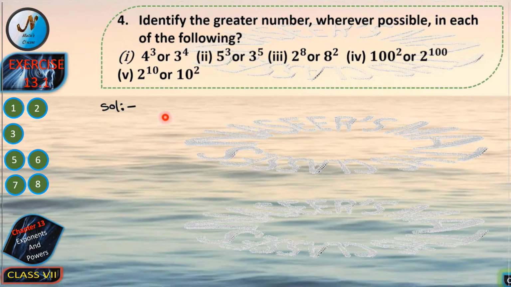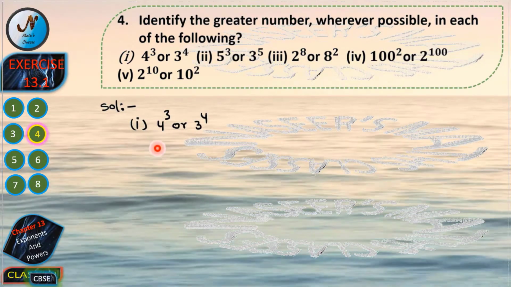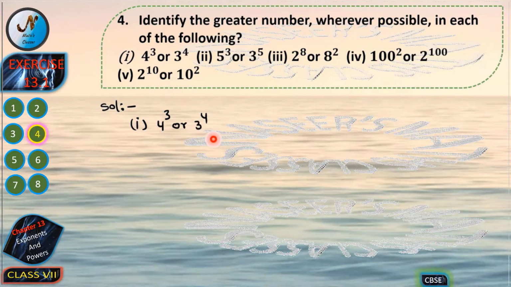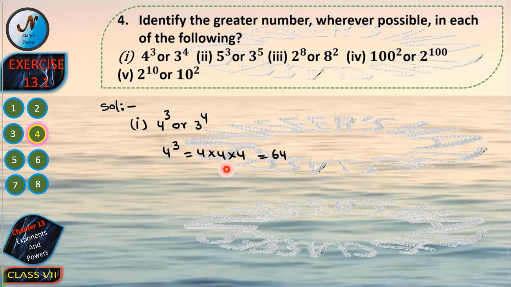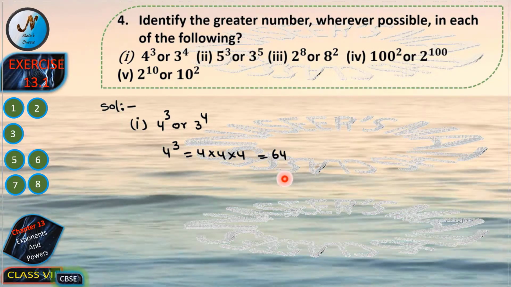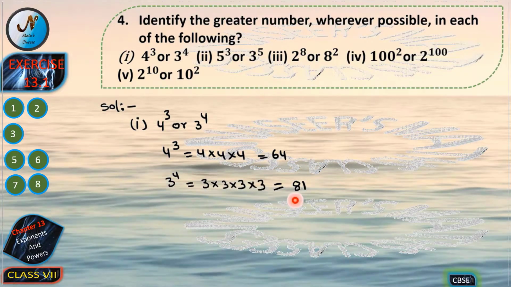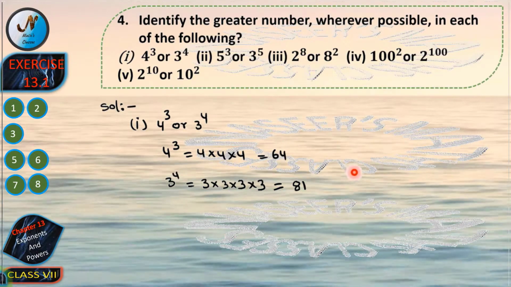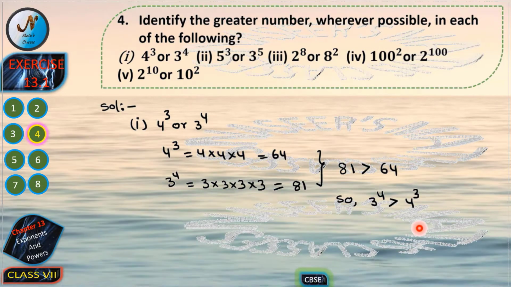Here total 5 bits are given. So first one is 4 cube or 3 power 4. 4 cube means 4 is multiplied 3 times, and 3 power 4 means 3 is multiplied 4 times. So 4 cube is written as 4 into 4 into 4, which is equal to 64, and 3 power 4 is written as 3 multiplied 4 times, which is equal to 81. By observing these two numbers, we can say that 81 is greater than 64. So we can write 3 power 4 is greater than 4 cube.